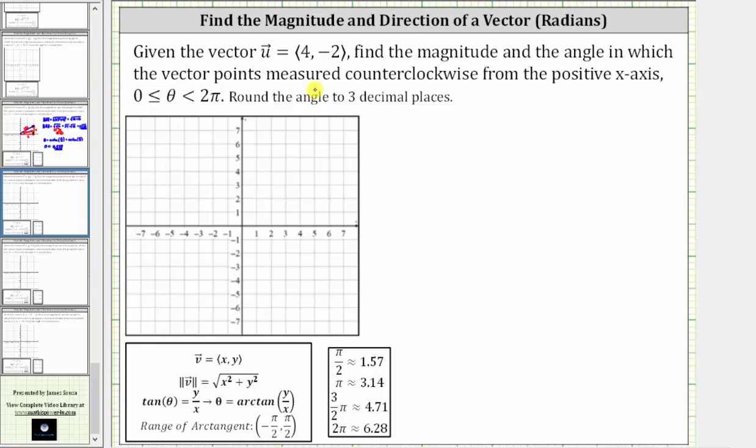Given vector u in component form, we're asked to find the magnitude and direction of the vector, where the direction is the angle in which the vector points measured counterclockwise from the positive x-axis, and we're told to give the angle in the interval from 0 to 2 pi radians.